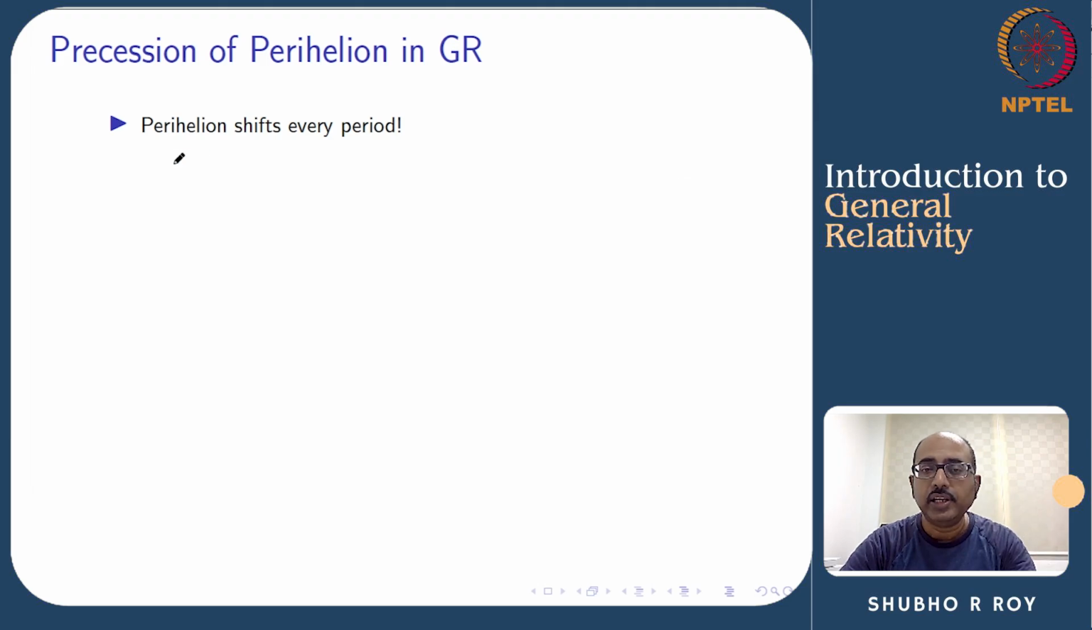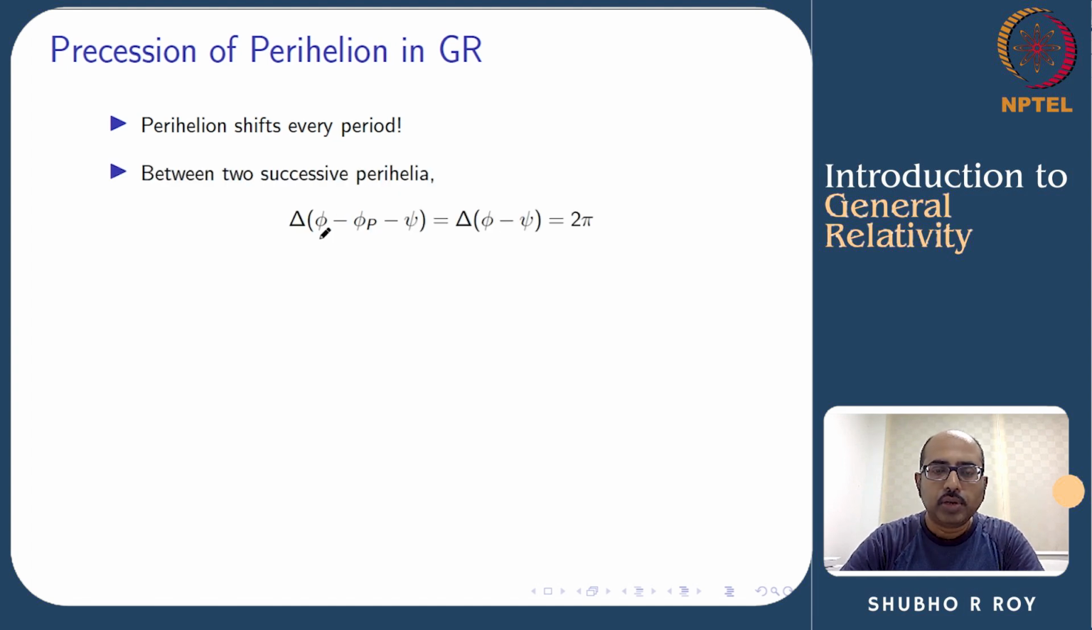It will turn out that the perihelion will shift every period, and it will shift in a rotation. It will rotate basically. It could have shifted in an arbitrary way, but no, it will actually rotate. We will show that. So what is the azimuthal angle difference between two successive perihelia? If the ellipse or the conic section was not rotating, and the first perihelion appears at phi equal to 0, then after one full revolution, when phi changes by 2 pi, we will get the next perihelion. So the change in phi between two successive perihelia is twice pi. This is the definition of perihelia.